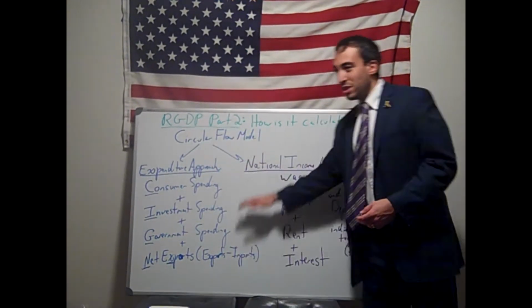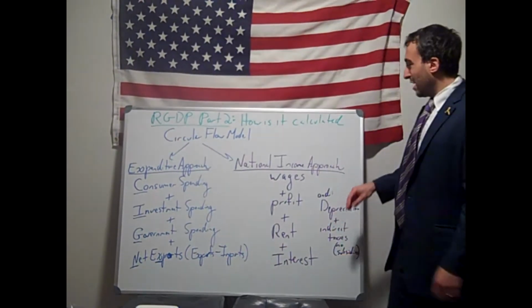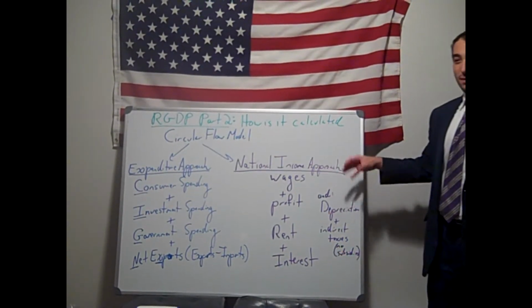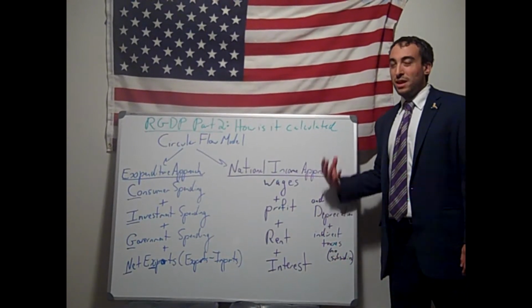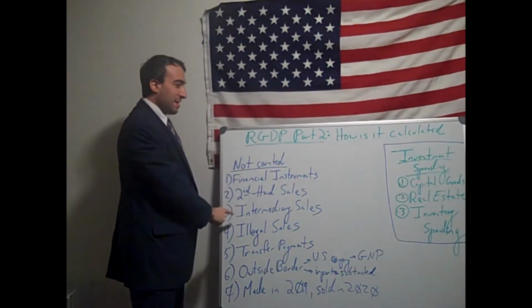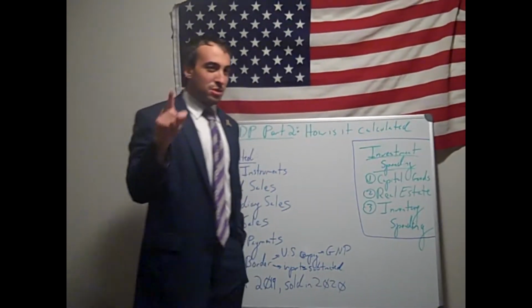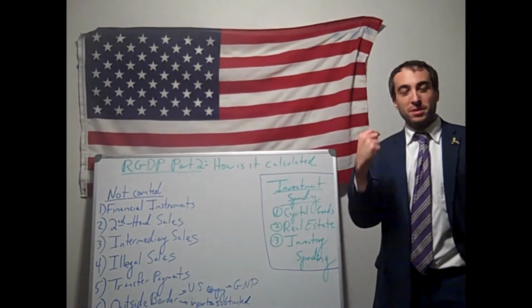So these are the two approaches. This is the most common approach, and on the AP test, the national income approach, if it makes an appearance, just think of it as adding up the factor market of the circular flow model. We're going to take a look at what is not counted, but first I want to go back a little to investment spending. Investment spending is the most complex of the three.